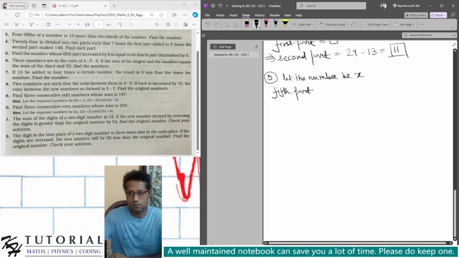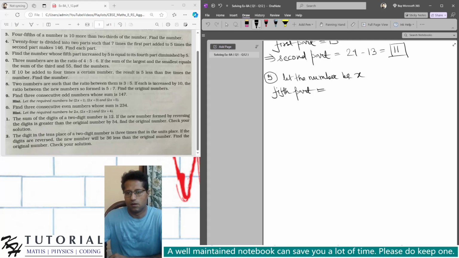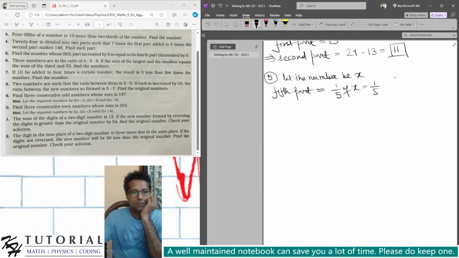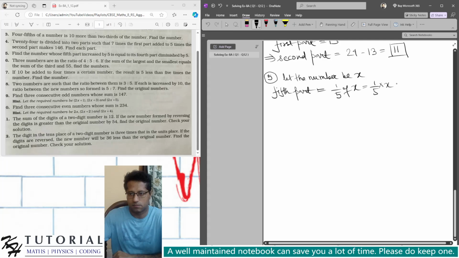So fifth part. Find the number whose fifth part. What is meant by fifth part? It is 1/5. Fifth part, I guess it is 1/5. So fifth part will be 1/5 of x, which is 1/5 multiplied by x, that is x by 5.